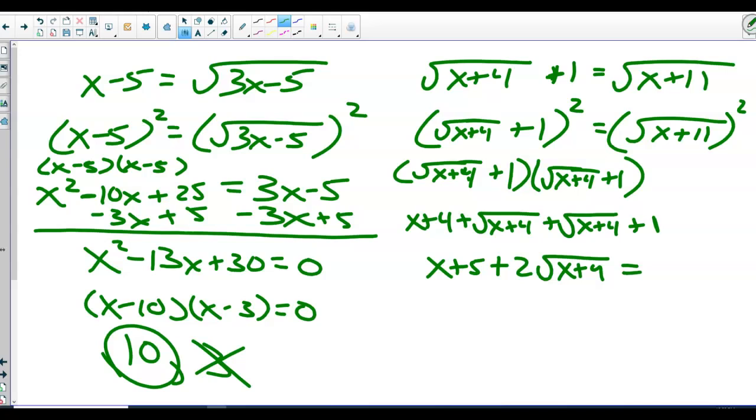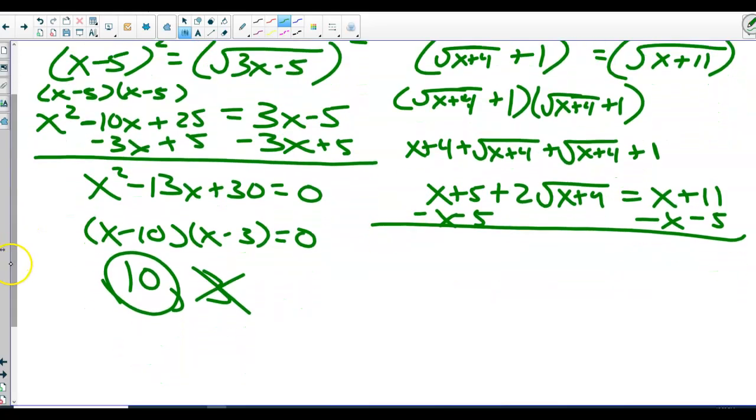Now on the other side of the equal sign, it's pretty simple. We square the radical, we get the expression without the radical. Now, instead of having 2 radicals in the problem, I have 1. So now I got to get the radical alone. I subtract x and I subtract 5 on both sides. And that leaves me with 2 radical x plus 4 equals 6.